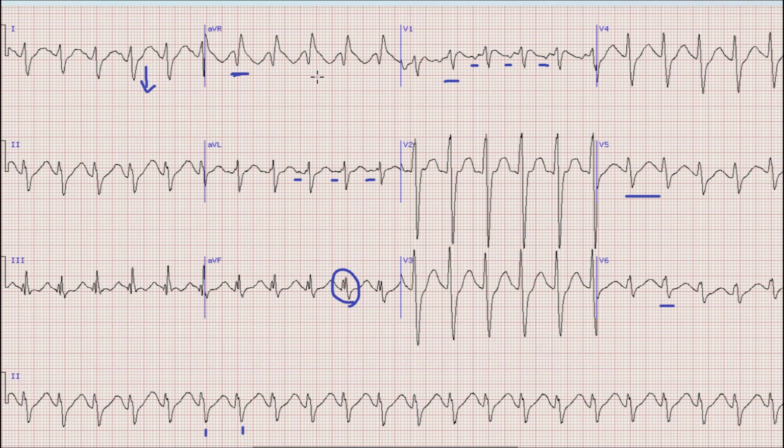The next important finding which you can see on this ECG is presence of initial Q with a tall R wave in lead AVR. Normally, we do not find a prominent R wave in lead AVR. Rather, there is a deep S wave in lead AVR in a normal ECG.